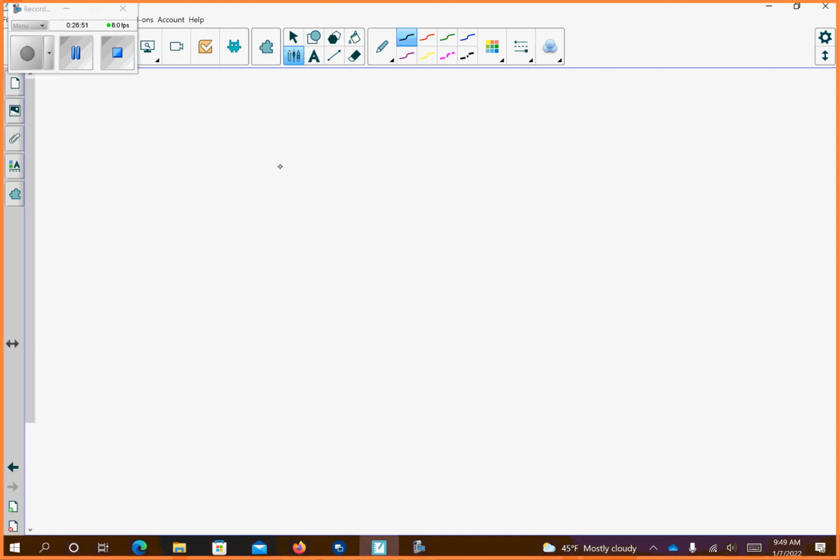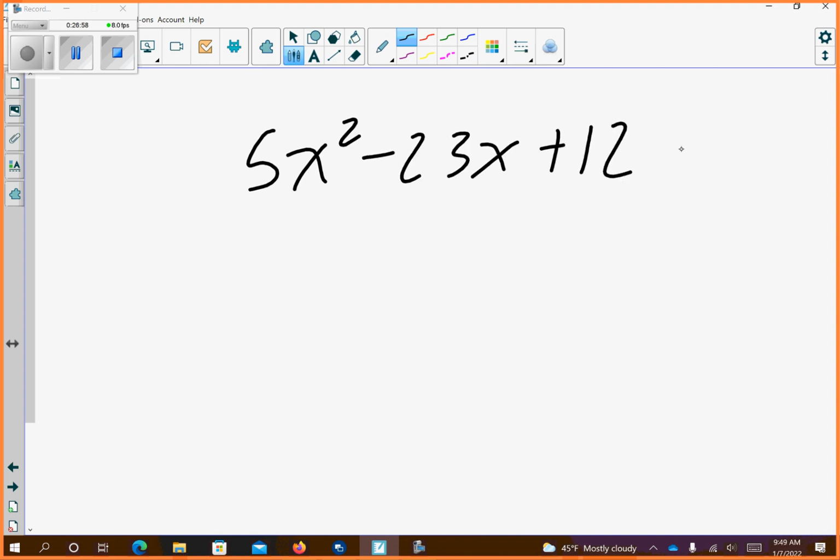Let's say we had a problem like this: 5x squared minus 23x plus 12. This might be one that, if you're not good at factoring, you might skip. So if you get to a problem that you're not sure how to factor, I could spend 3 weeks on going over factoring, and then you would all dislike me. You already probably dislike me.